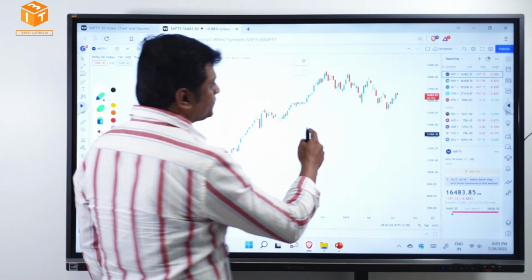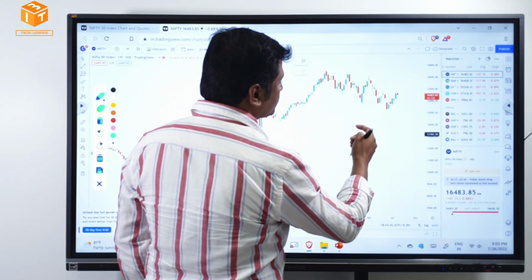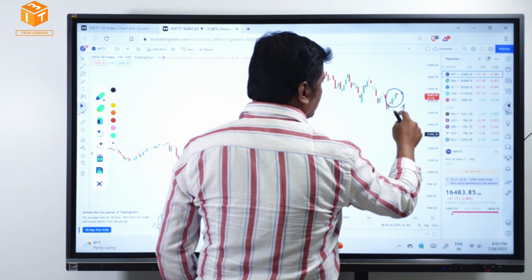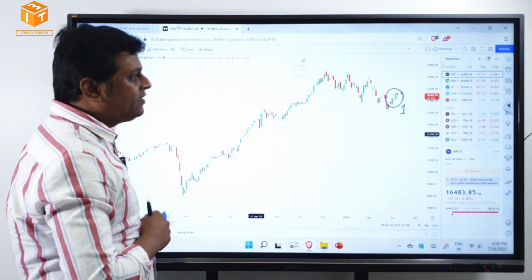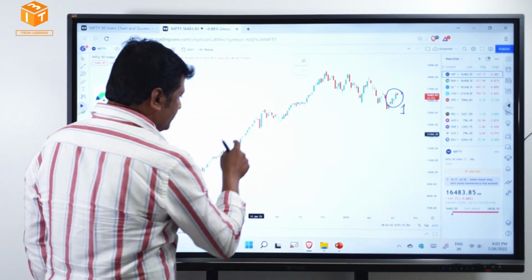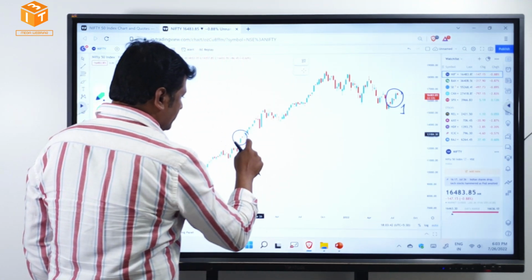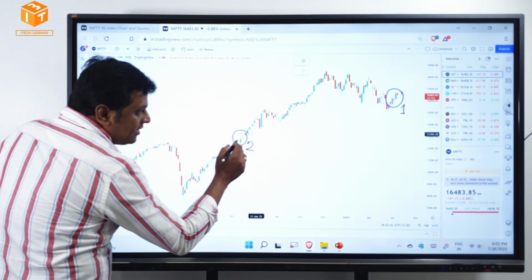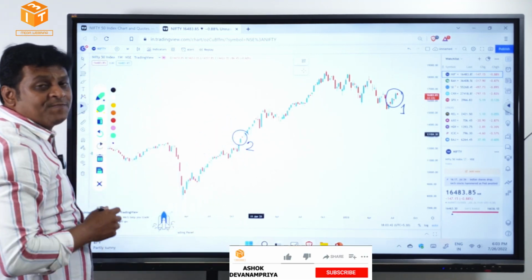Now, see this. Can you see a rally, base, rally there? Observe carefully. Can you see a rally, base, rally? This is rally, base, base and then rally.